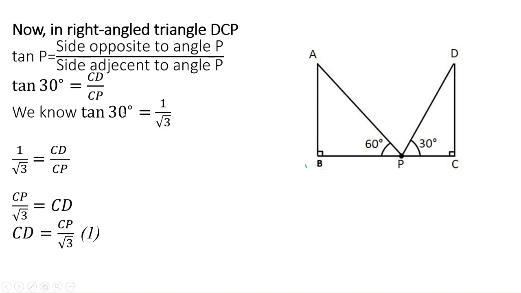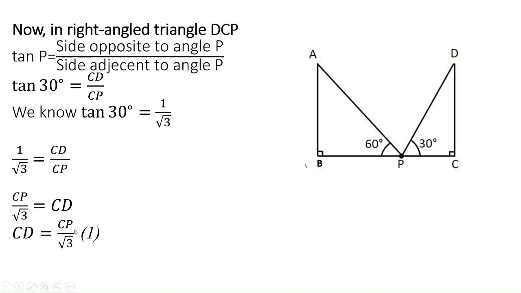The opposite side is nothing but the height of the pole, and the adjacent side is the distance between the pole and the point at which the elevation has been taken. Simply, tan P is equal to CD by CP. The angle of elevation is 30 degrees, and tan 30 is equal to 1 by root 3, that we know. So 1 by root 3 is equal to CD by CP. Obviously CP by root 3 is equal to CD, the height of the pole. So CD is equal to CP by root 3. Let us consider it as equation 1.